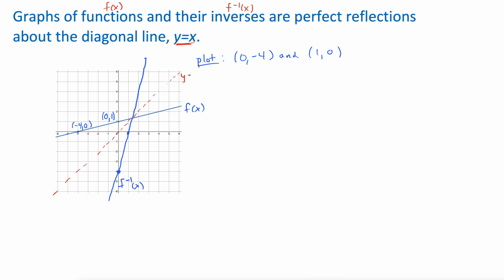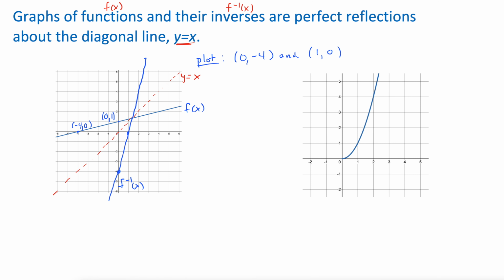We call this y equals x. Right, the perfect diagonal, y equals 1x plus 0. You can think of it that way. It's a really unique feature of functions and their inverses when graphed together. Let's try another one. Here we go.